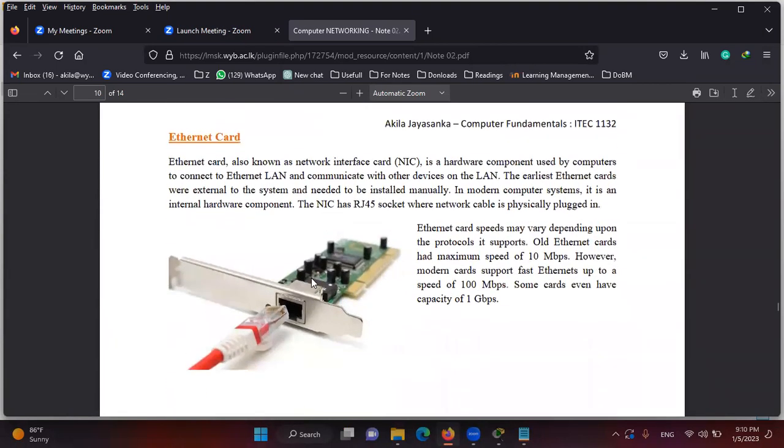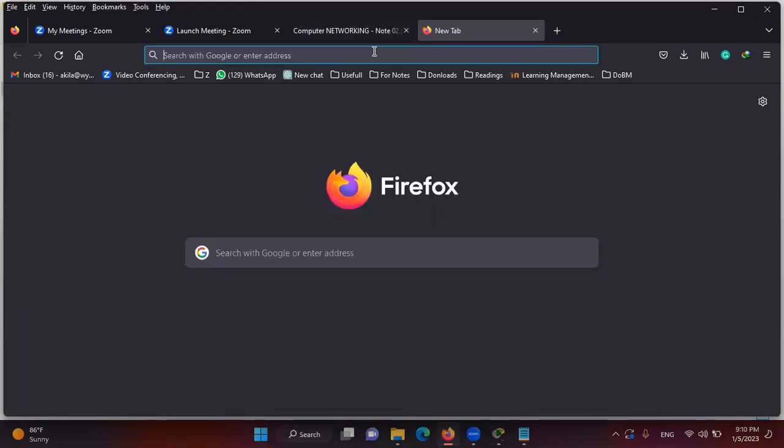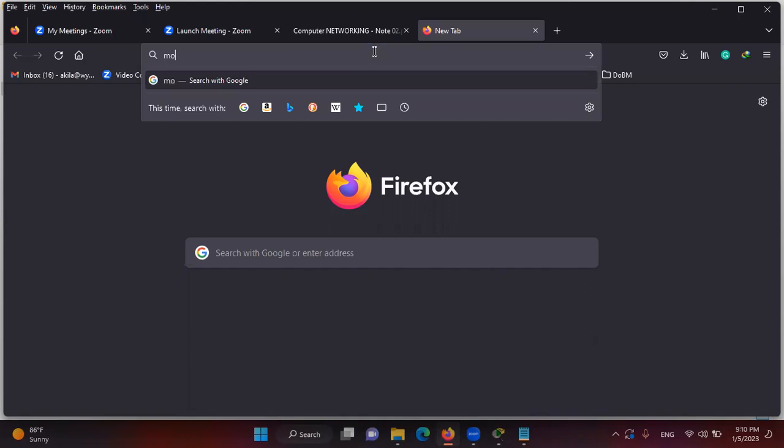Next one is the ethernet card. So children, every computer must have a NIC, an ethernet card, then only we can connect an ethernet cable or UTP cable to a computer. This is called an ethernet card, right? Every computer has this ethernet card, even normal computers and our laptops also have the same ethernet card. That's why we can connect cables to that, right?